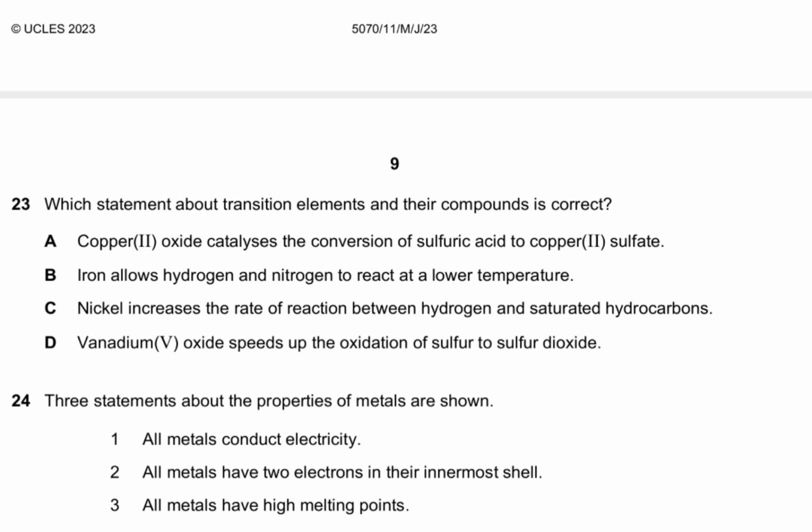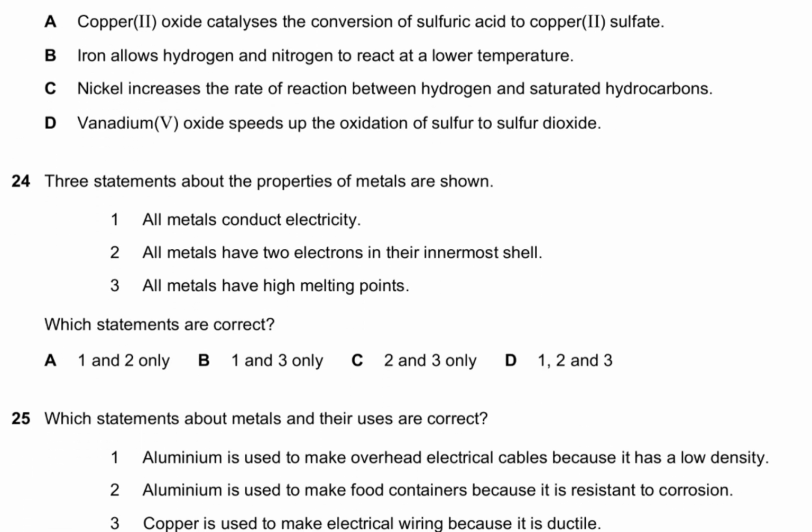No, it's not nickel. Vanadium oxide speeds up the oxidation of sulfur to sulfur dioxide. No, again, it's not true. So for this one, we have our B option is correct. Iron is used for hydrogen and nitrogen reaction at low temperature.